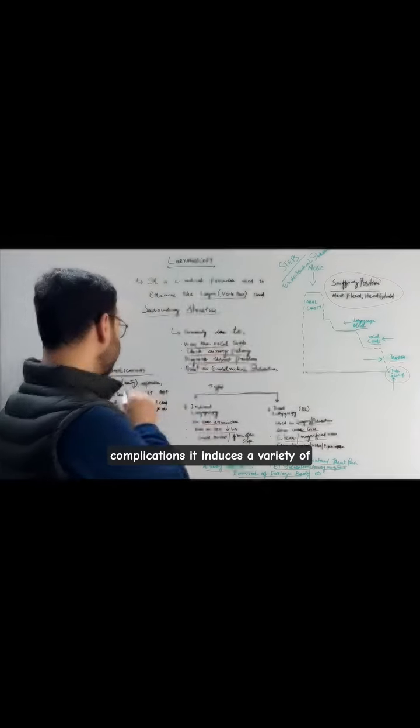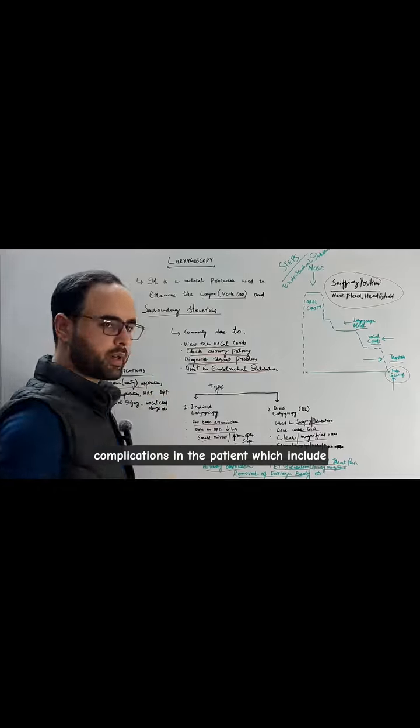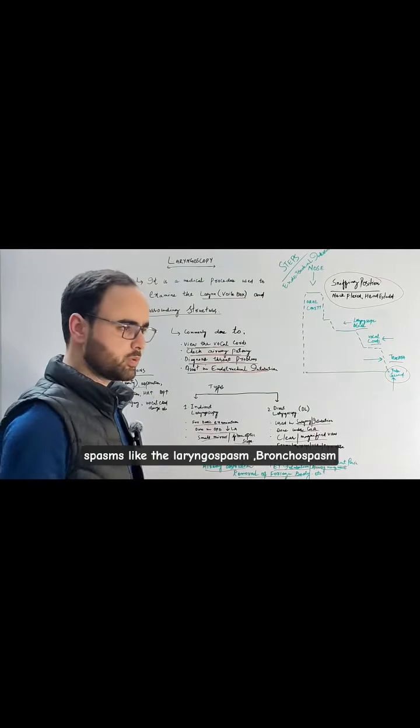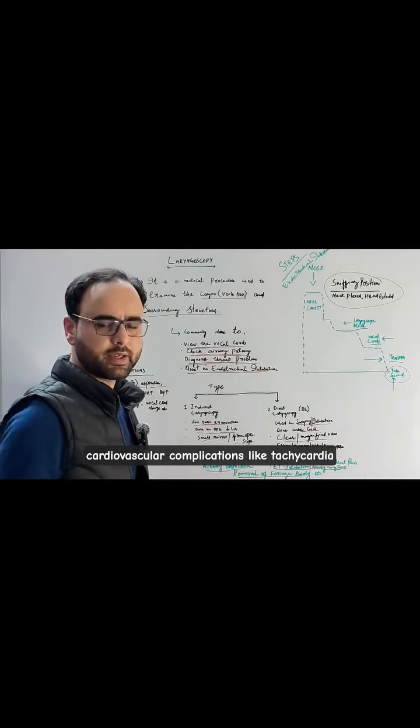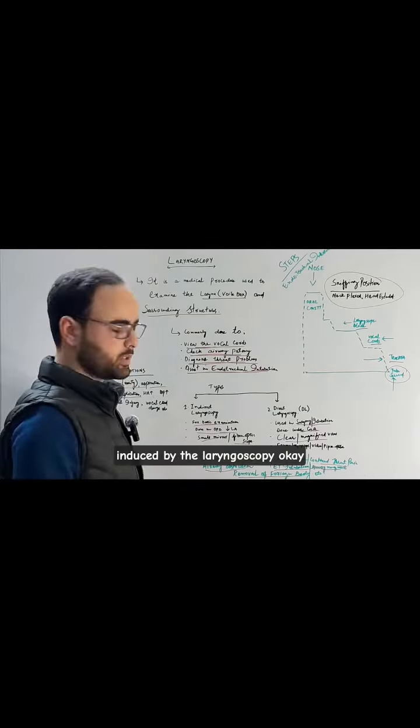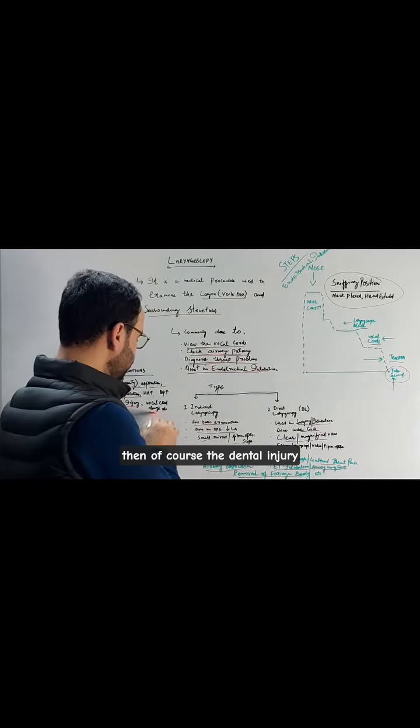Then in the complications, it induces a variety of complications in the patient, which include spasms like laryngospasm and bronchospasm. Aspiration risk is of course there. Then cardiovascular complications like tachycardia, hypertension, and arrhythmia. These are all the cardiovascular complications induced by laryngoscopy. Then of course dental injury and injury to the vocal cord.